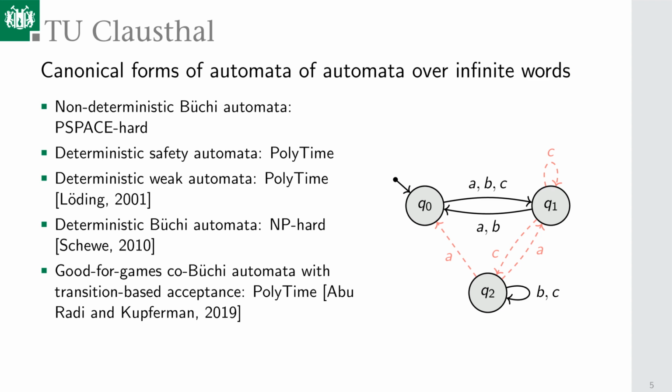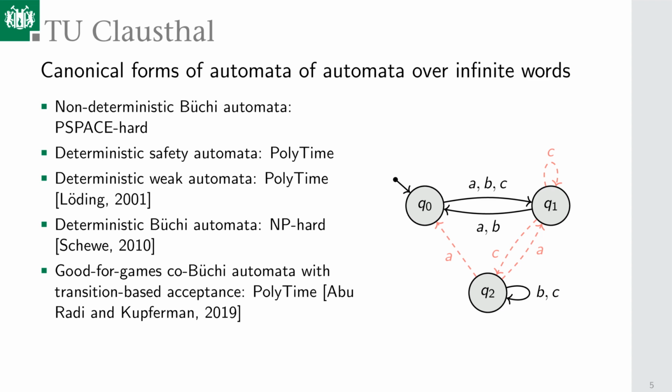Interestingly, when further generalizing from deterministic co-Büchi automata to so-called good-for-games co-Büchi automata with transition-based acceptance, there is, since recently, a polynomial time procedure for making an automaton canonical and also minimal in the number of states. Such good-for-games automata extend determinism of the transitions, but only very slightly. They are a special case of non-deterministic co-Büchi automata. And, by the way, all of these co-Büchi automaton types are all equally expressive.